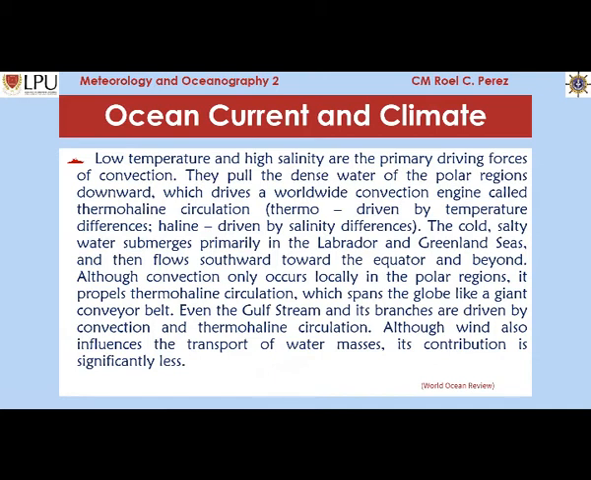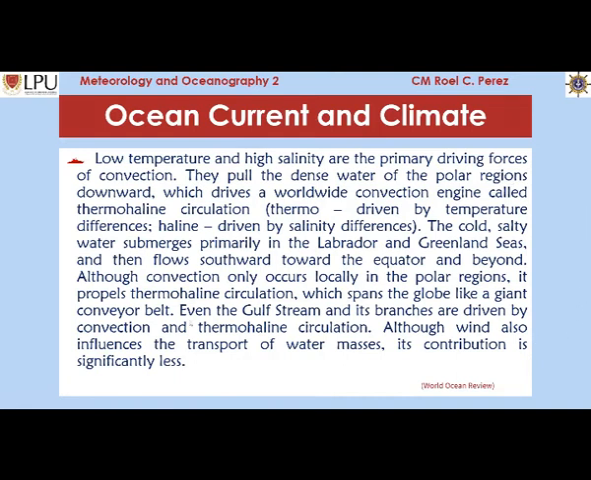I have explained this also in our first meeting. The thermo means driven by temperature differences, and haline means driven by salinity differences. The cold salty water submerges primarily in the Labrador and Greenland seas and then flows southward towards the equator and beyond. Although convection only occurs locally in the polar regions, it propels thermohaline circulation, which spans the globe like a giant conveyor belt.